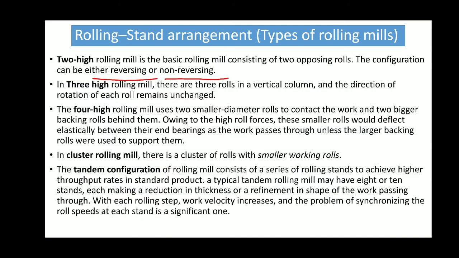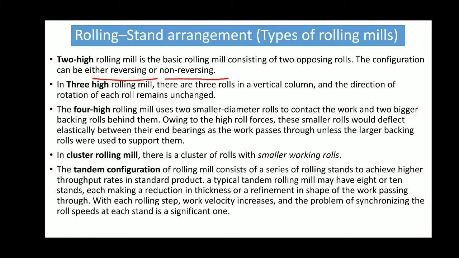So in this tandem configuration, there is a series of rolling strands, to achieve higher throughput rates in standard products. A typical tandem rolling mill generally has 8 to 10 different strands, and each rolling strand makes a particular amount of reduction in thickness.